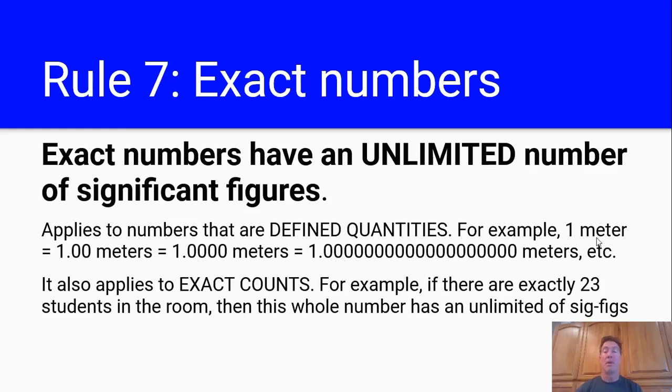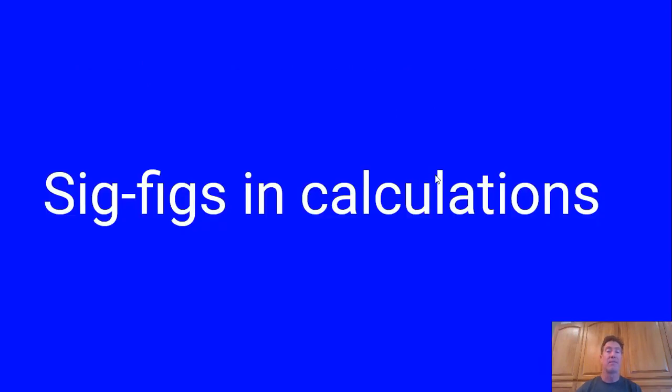1 meter is a defined quantity. So we don't just say, oh, I multiplied by 1 meter. If it's a true meter that you're talking about, it has an unlimited number of significant figures because it has been defined. This also applies to exact counts. For example, if there are exactly 23 students in the room, then this whole number 23 has an unlimited number of sig-figs. So defined counts and exact counts have unlimited sig-figs.